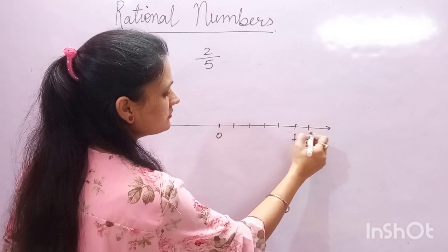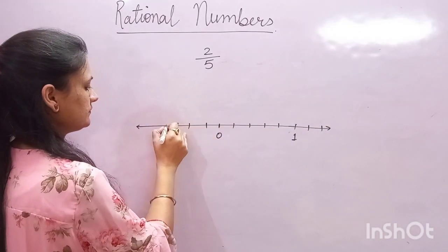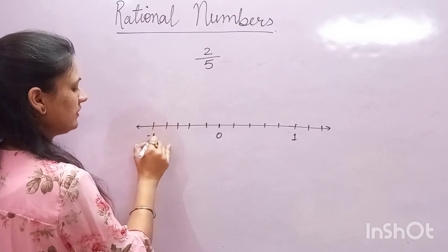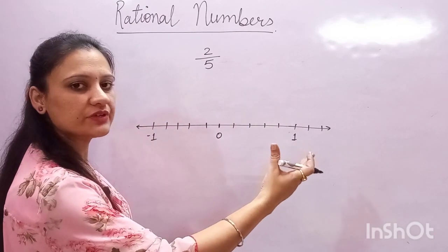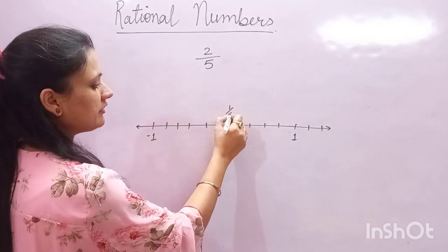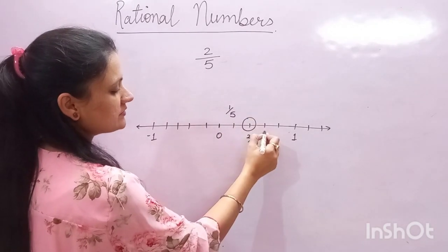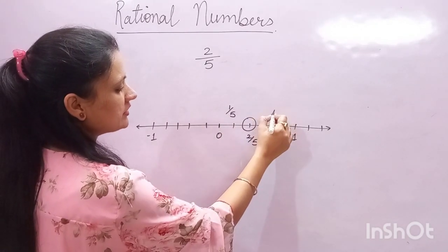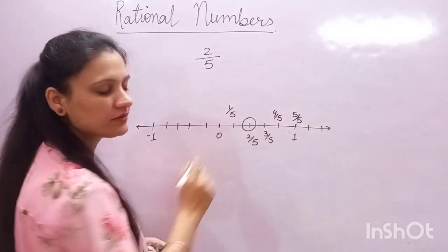1. Okay? Here minus 1. Okay? It is positive, so of course it will lie on the right hand side of 0. So here it is 1 by 5, this is 2 by 5, this will be 3 by 5, this will be 4 by 5, and 5 by 5 means 1.